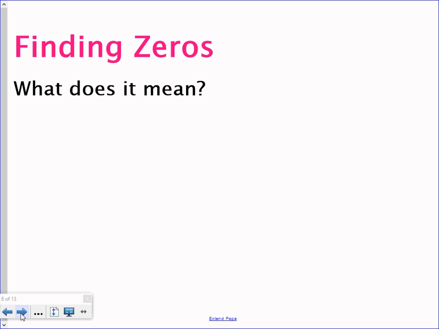Okay, Max. What does your group say for finding zeros? What does it mean? It's like finding out what cancels out the x to make it 0, or what's canceling y to make 0. The value of x that makes the function. Yeah.